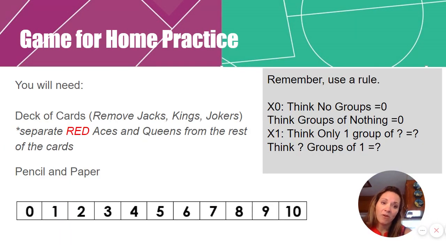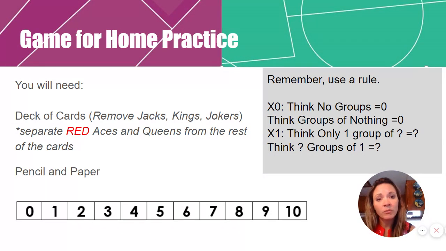And here is a game for home practice. You're going to need a deck of cards. You're going to remove the jacks, the kings, and the jokers, but you want to hold on to the queens. You're going to want to separate the red aces and the red queens from the rest of the cards. So you're going to have the rest of the cards and then a separate pile with your aces and your queens that are red. You're going to want a pencil and paper, and you're going to want to label your paper from 0 to 10.